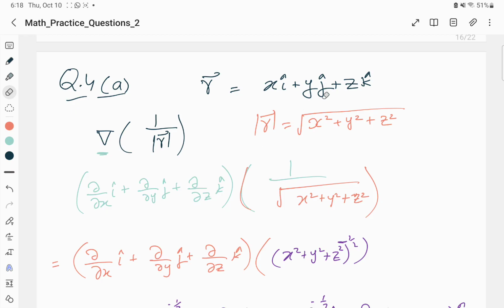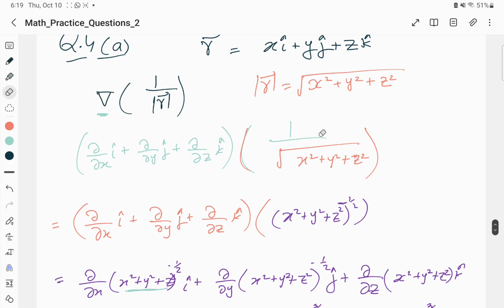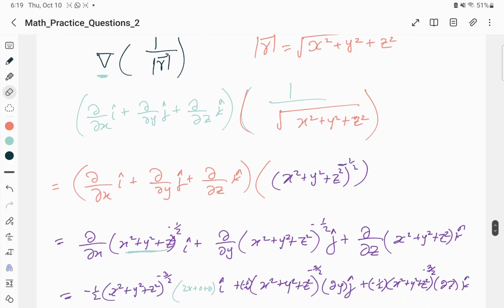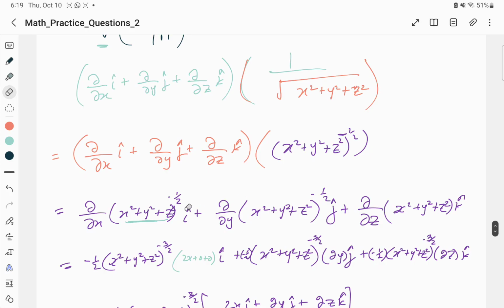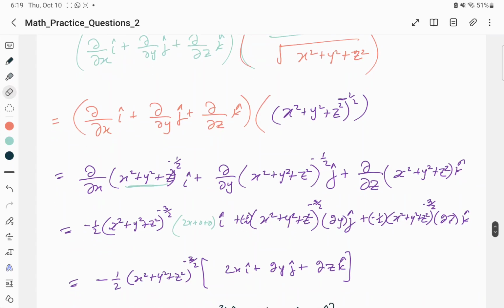So r magnitude for this given vector is the square root of x square plus y square plus z square. Because this time we are in 3 dimensions, the gradient operator will be partial by partial x i plus partial by partial y j plus partial by partial z, the k component, applied on 1 over r magnitude. This can be moved to the numerator and the power becomes negative 1 by 2, and now I apply the derivative with respect to x, but there will still be i component, j component, k component. I mean the answer should be a vector.